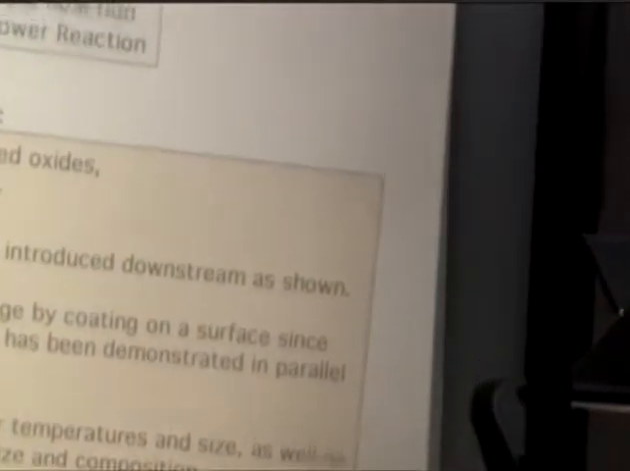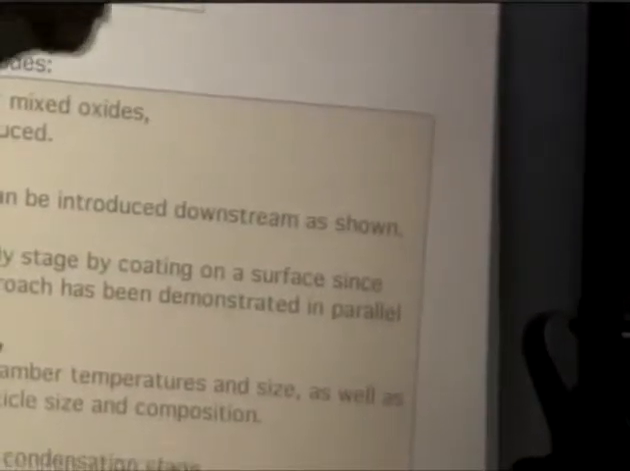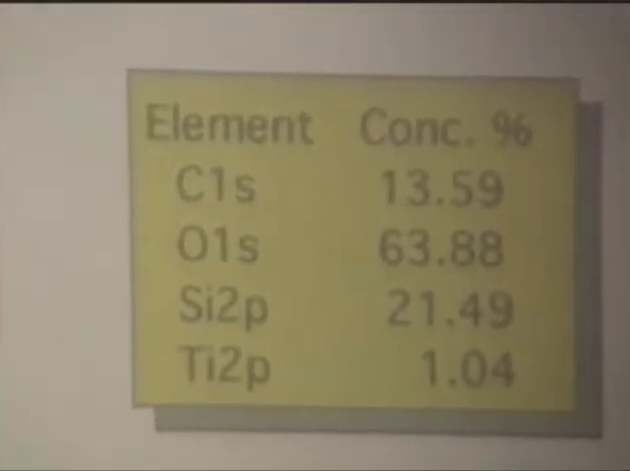And then you have the flow rates of all the reactants to basically tune the content of titania in the mixed oxide. Okay. We've done XPS and also ICP on these to determine basically the titania to silica ratio of the mixed oxides that we get out.